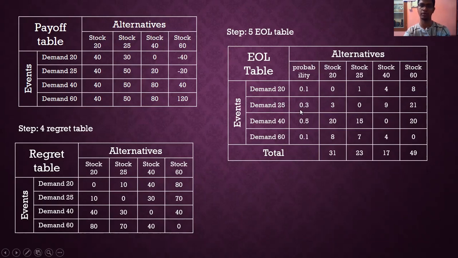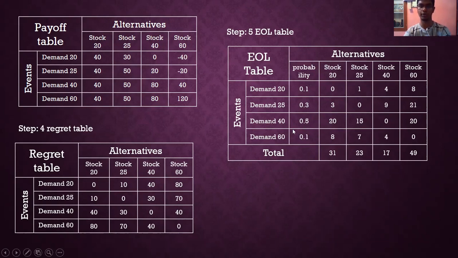So demand 25, the probability is 0.3. So 0.3 into 10 will give us 3, then 0.3 into 0 will be 0, then 0.3 into 30 will be 9, then 0.3 into 70 will be 21. Next comes demand 40. The probability is 0.5. So 0.5 into 40 will be 20.